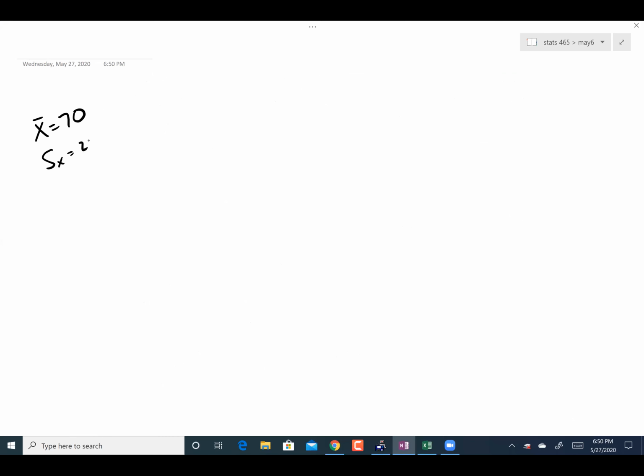And so from this situation here, I'm going to take a sample of size n equals 100. Nice. And what I want to know is what's the probability that x bar, not one of the x's, but the sample average, is bigger than or equal to 71 inches?